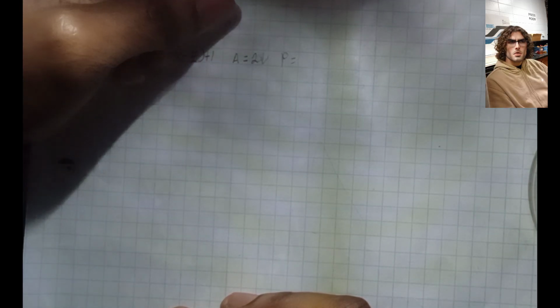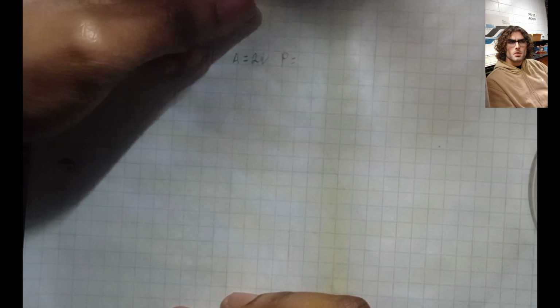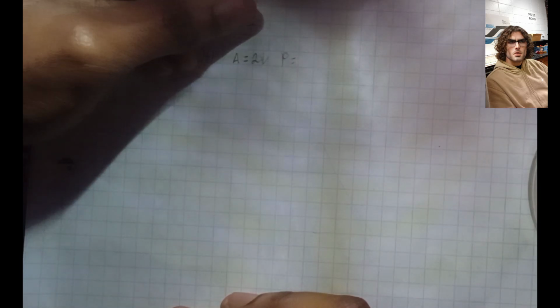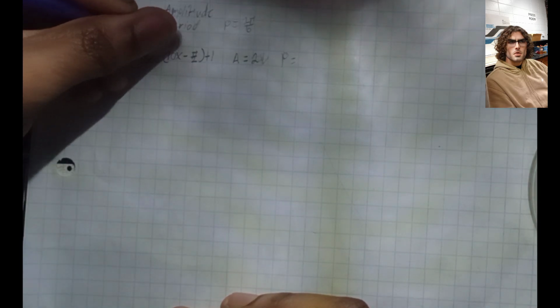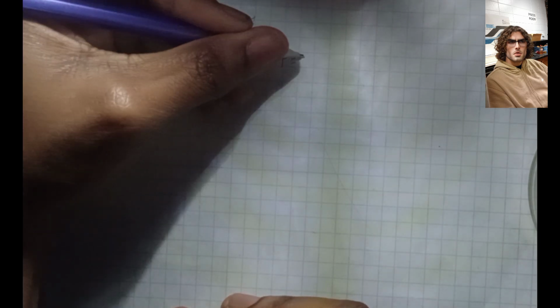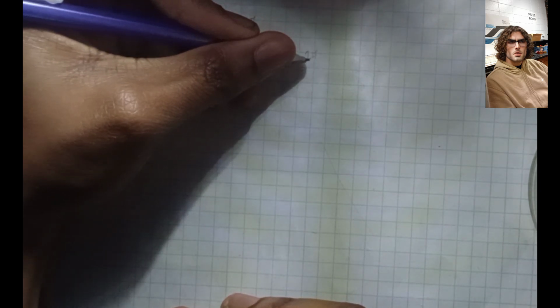And for the period, you're going to need to use the formula 2 pi over b. Now our b is 10, so it would be 2 pi over 10. Simplified, 2 pi over 10 would just equal pi over 5. So our period here is pi over 5.